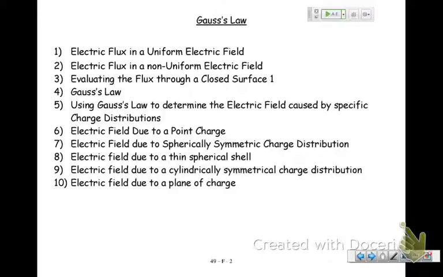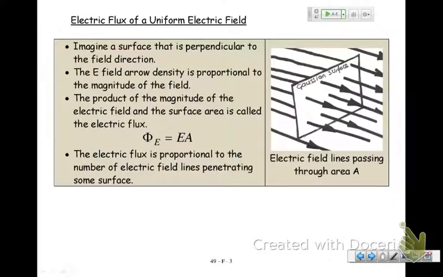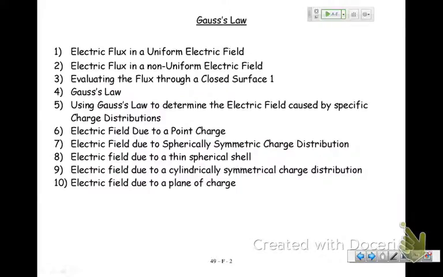So what we're going to talk about is a thing called electric flux. And flux is basically the number of arrows. That's what you can think of it as. How many arrows are going through this particular window?